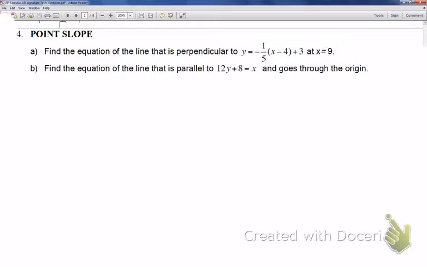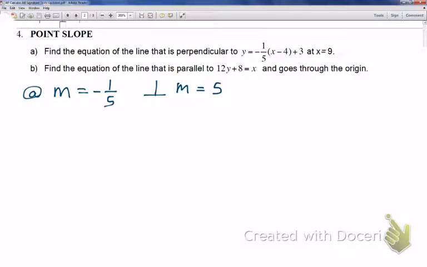So can anybody tell me the slope of this line that they're giving me? Negative 1/5. So what is the perpendicular slope to that? 5. Good, positive 5. So for part A, the slope I'm given is negative 1/5. The perpendicular slope would be positive 5. All right, and I need two things to write a line because that's all they're asking for. They want the equation of a line. So I need a slope to write a line. What's the other thing I need? A point, right? I need a point.